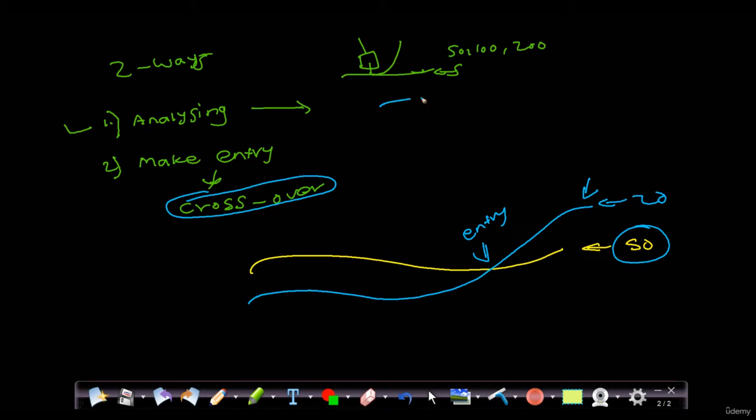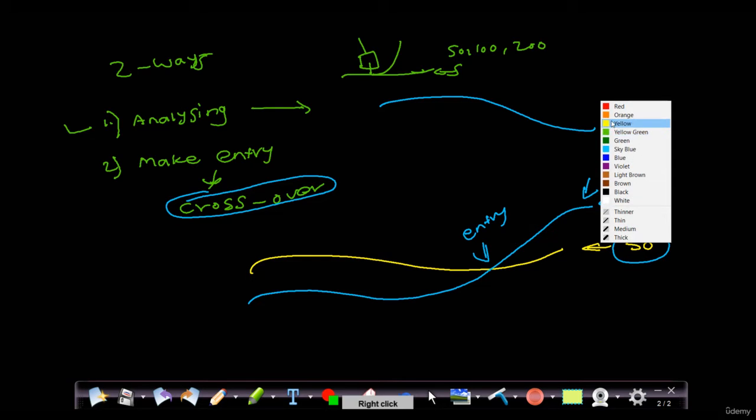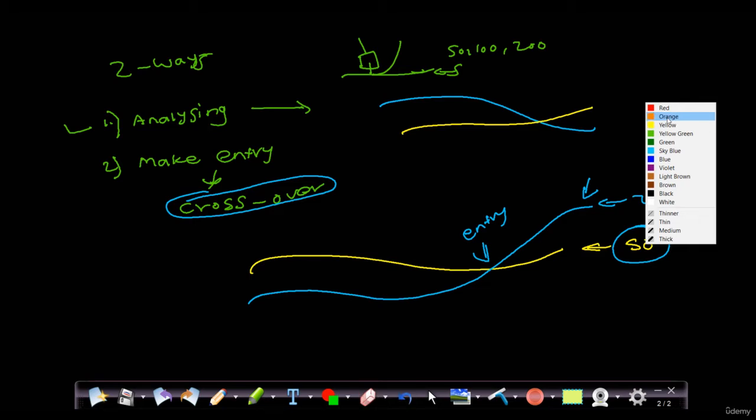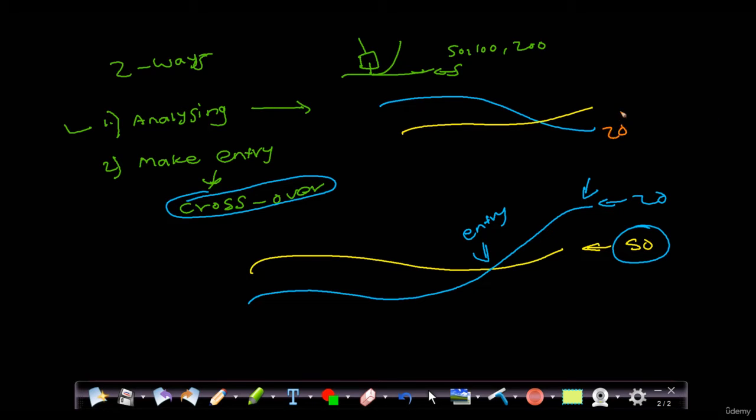Suppose this is the 20 moving average and this is the 50 moving average. If the 20 crosses downside, then you need to make an entry for bearishness, for the downtrend or put side. That's the theory behind the numbers of the moving averages.